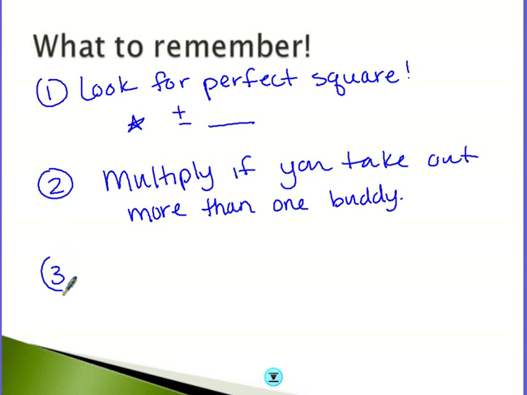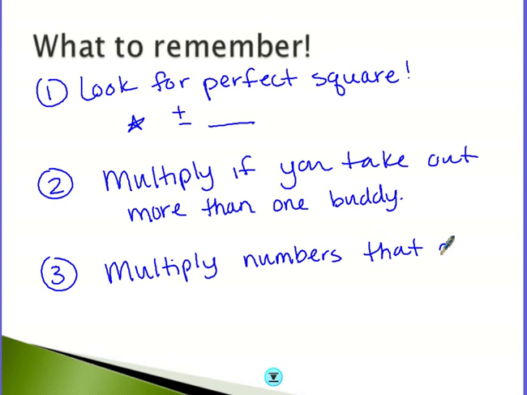And then, same thing here, you need to multiply numbers that are single, or that don't have a buddy, or anything like that. Okay? So write down, and I'll show that one more time, and then we'll be done. So look for perfect squares first, positive or negative, whatever number that is. Number 2, you multiply if you take out more than one buddy, or you multiply the numbers that are single if there's more than one of those as well.